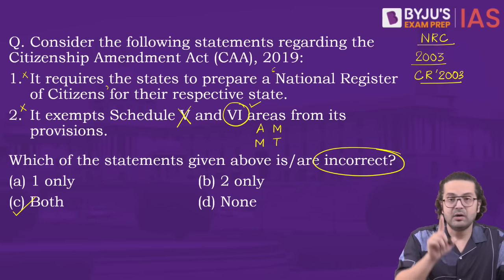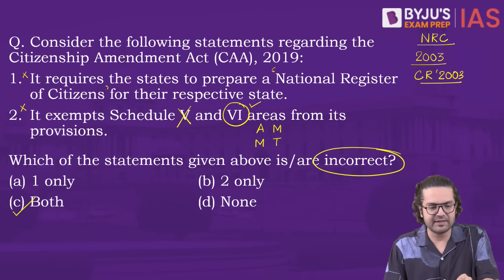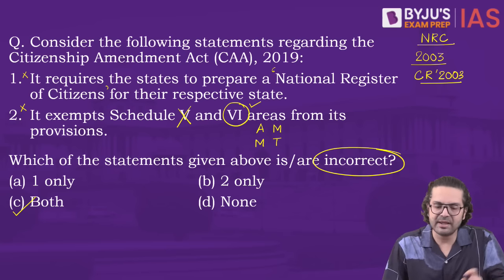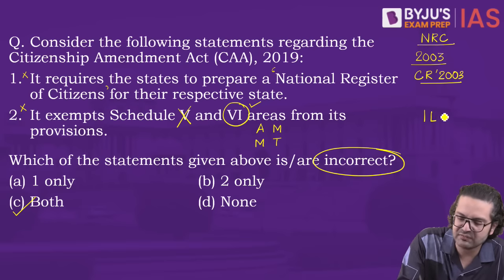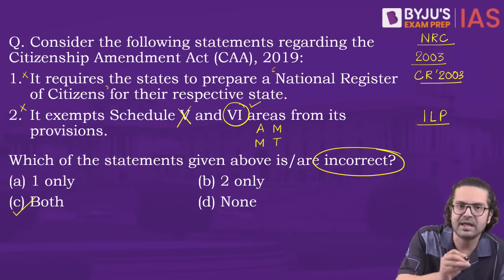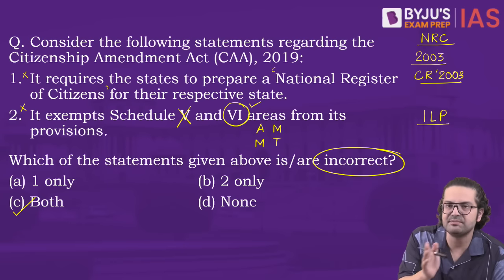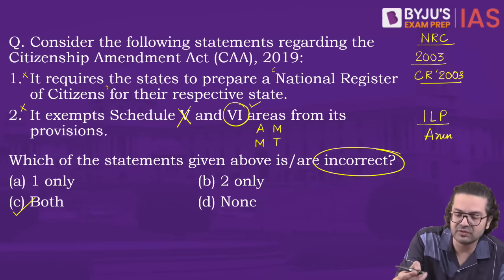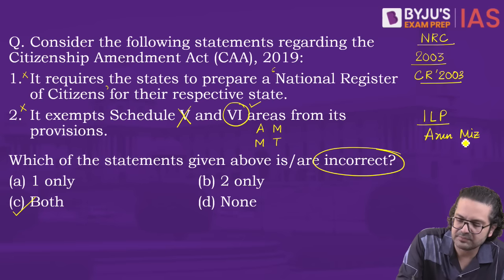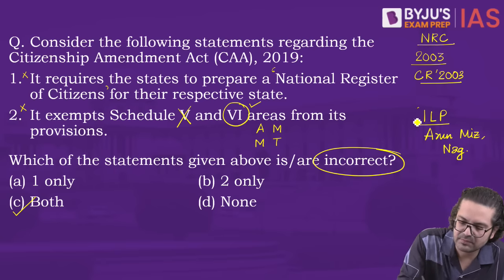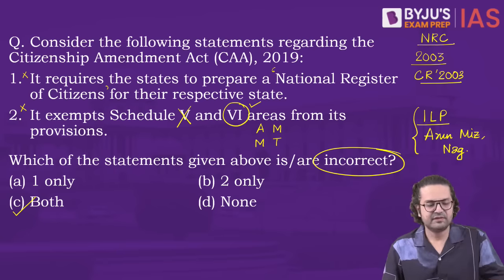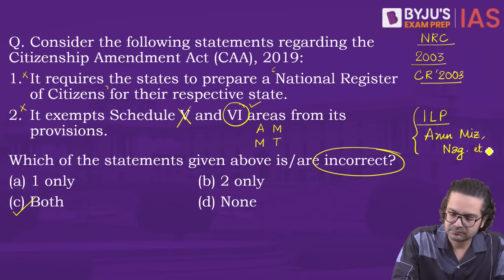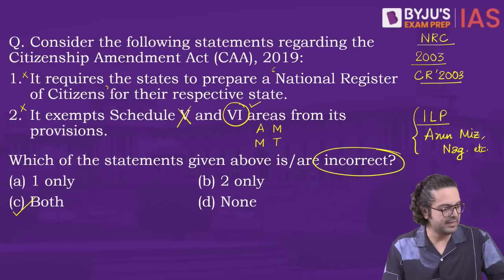What's the right answer? The right answer is the statements which are incorrect. Right answer is C. One more thing, apart from Schedule 6 areas, the benefits of the CAA are also not applicable to those illegal migrants who are living in those areas which are declared to be inner line permit areas. Inner line permit areas like in the states of Arunachal, Mizoram, Meghalaya, Mizoram and Nagaland, etc. Okay. So yes, this is the case with respect to CAA 2019.